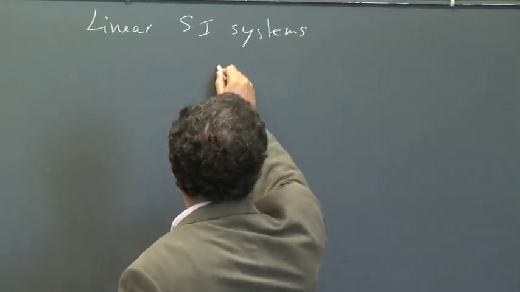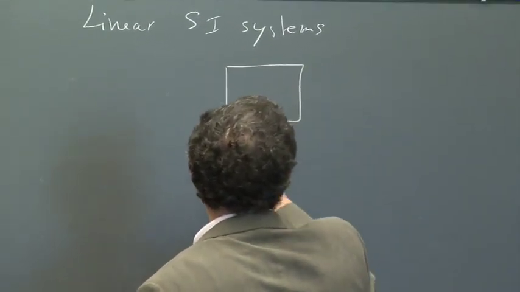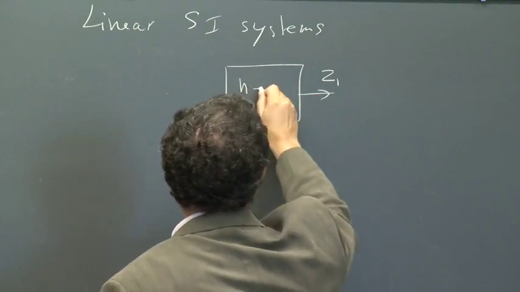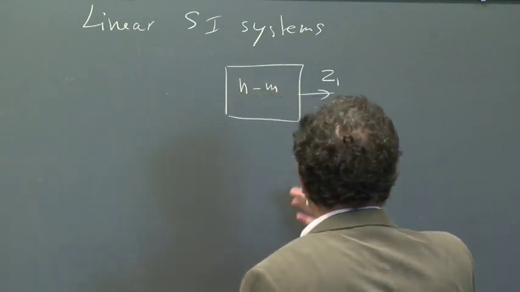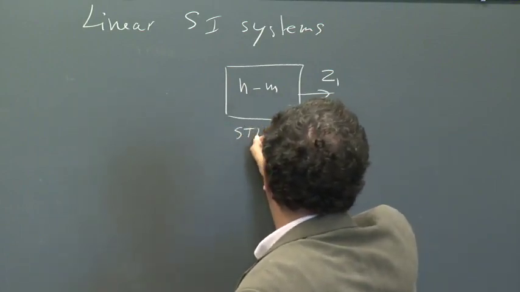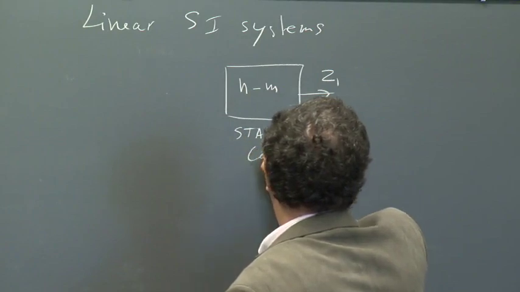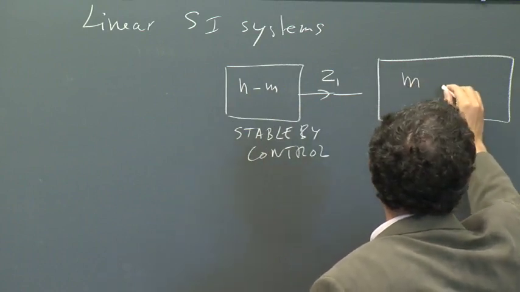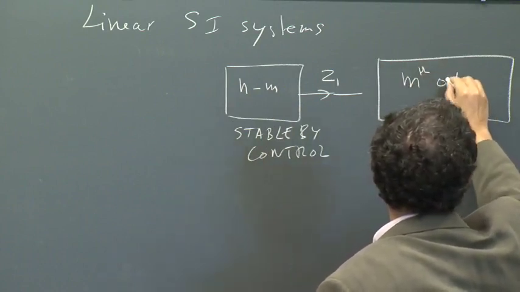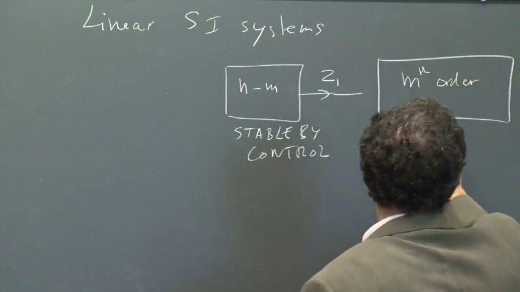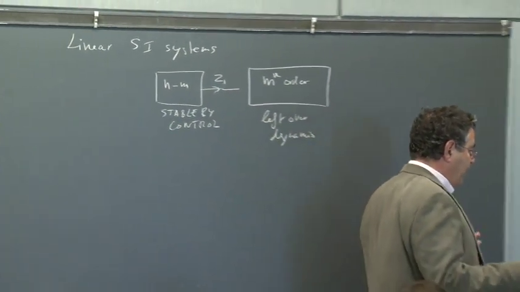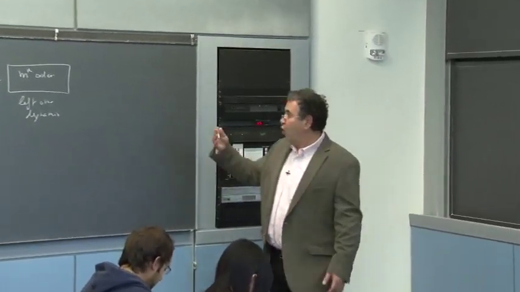And so, which means we end up with something where we have the variable of interest, which we've differentiated n minus m times. And we can make this stable by control, right? And then we have a leftover dynamics, okay? Leftover dynamics. And we saw that this dynamics was simply 1 over the numerator of the transfer function, okay?